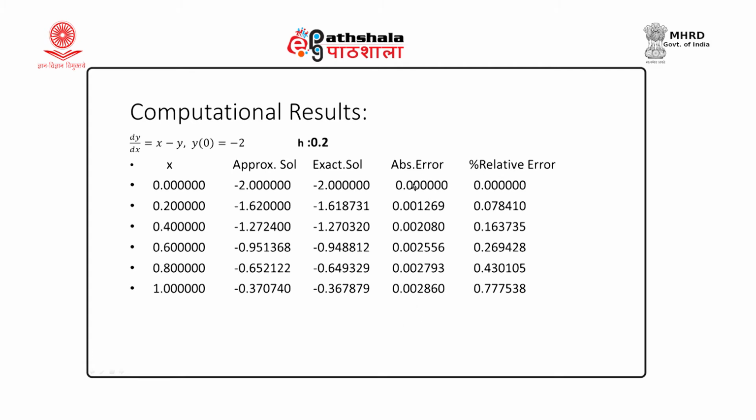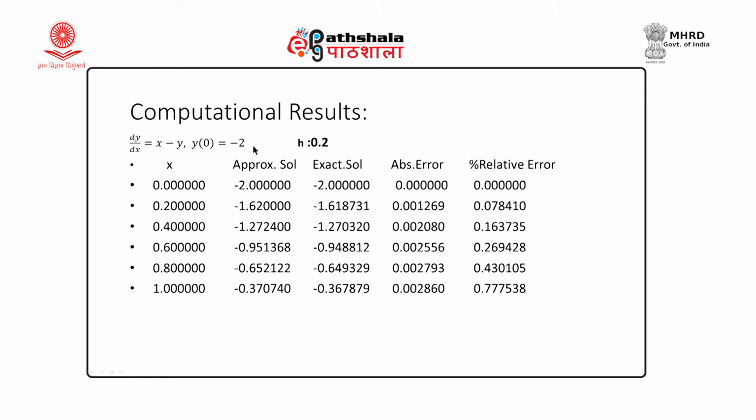And the percentage relative error, that is absolute error by the exact value of the solution, these are the values of percentage relative error. Even at 1 the percentage relative error is less than 1. So, there is considerable improvement in the solutions obtained by taking the Taylor series method of order 2 compared to the Taylor series method of order 1, that is the Euler formula.